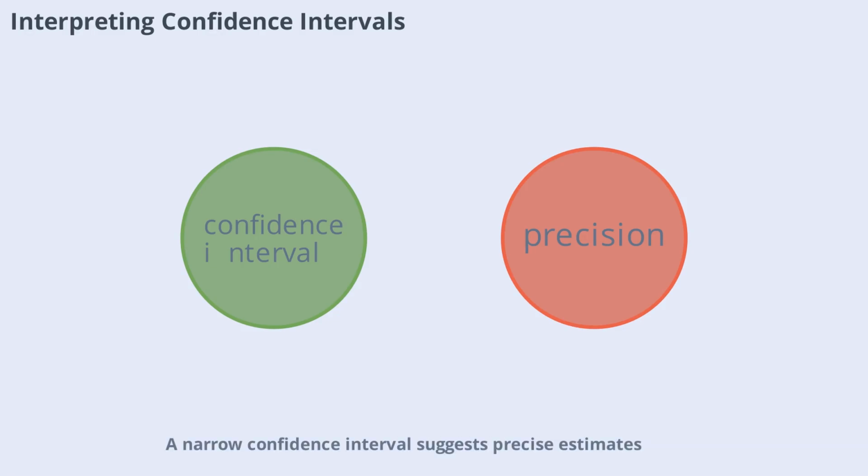Confidence intervals provide a range of values within which the true effect is likely to lie. A narrow confidence interval suggests precise estimates, while a wide interval indicates more uncertainty. When reviewing conclusions, pay attention to the width of the confidence intervals and whether they cross important thresholds such as no effect.